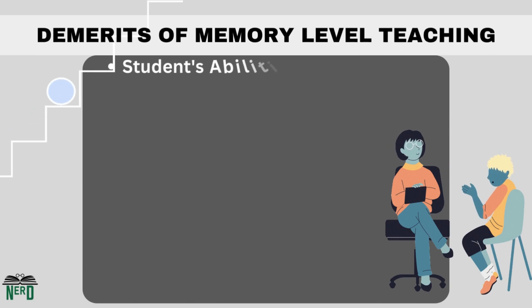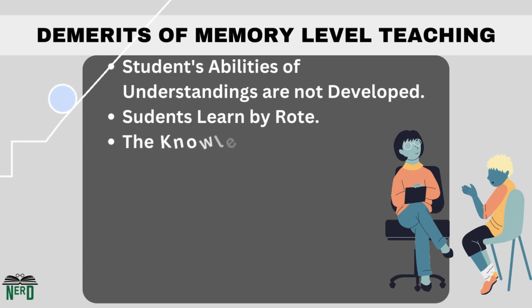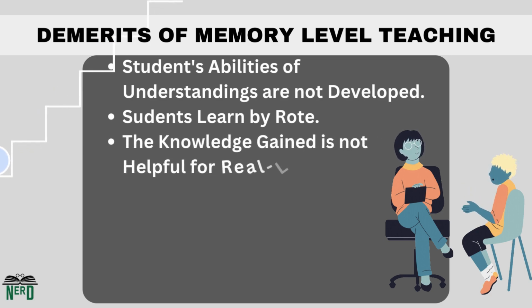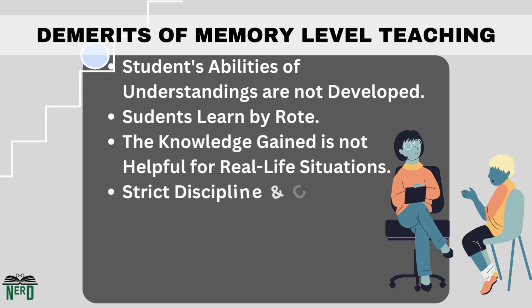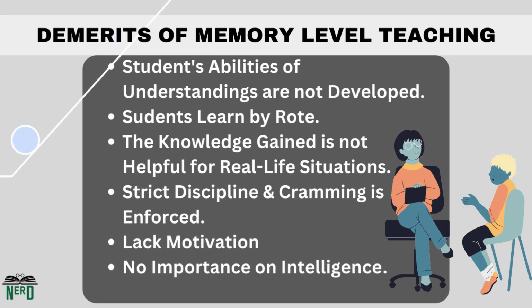Now we can also discuss the demerits of memory level teaching. Memory level teaching does not develop the student's abilities. At this level, students learn by rote. Therefore, the knowledge gained is not helpful for real-life situations since it does not develop students' talents. In this level of teaching, students are kept under strict discipline, and cramming is enforced. These types of teaching lack motivation and do not place any importance on intelligence.